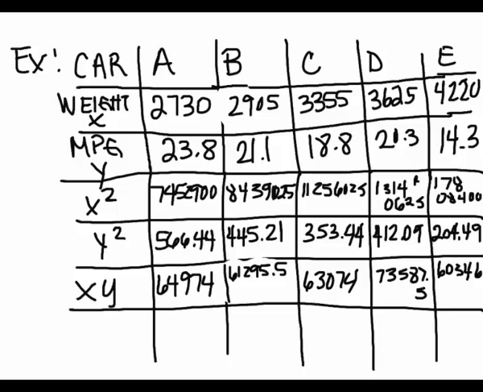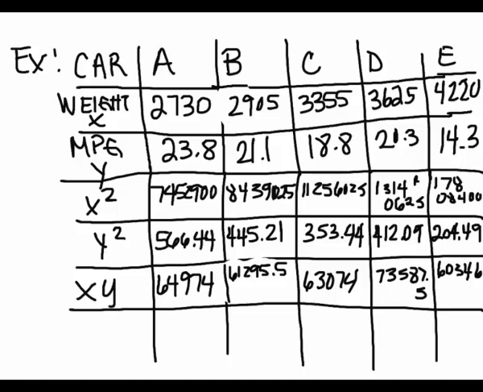13,140,625. Maybe I'm wrong. Hold on. 13,140,625. And then 4220 squared is, looks like, 17,808,400. So I just kind of wrapped it around because I was running out of room.